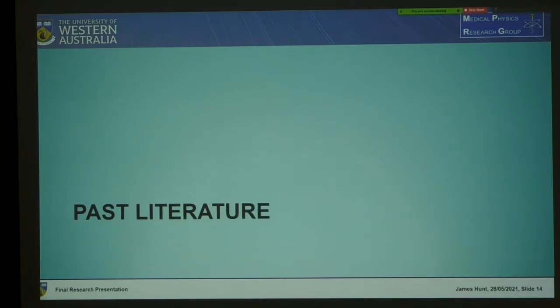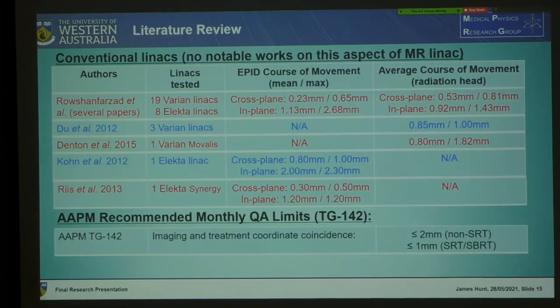So just a quick look at past literature. As I mentioned, there's not a lot for MR-linac, but there has been a lot for conventional linac, especially from Pejman. I won't go through all the numbers here, but I've mentioned the AAPM's recommended monthly QA limits from TG142 are 2 millimeters or less for non-stereotactic and 1 millimeter or less for stereotactic radiotherapy. So that's the imaging and treatment coordinate coincidence that we expect.